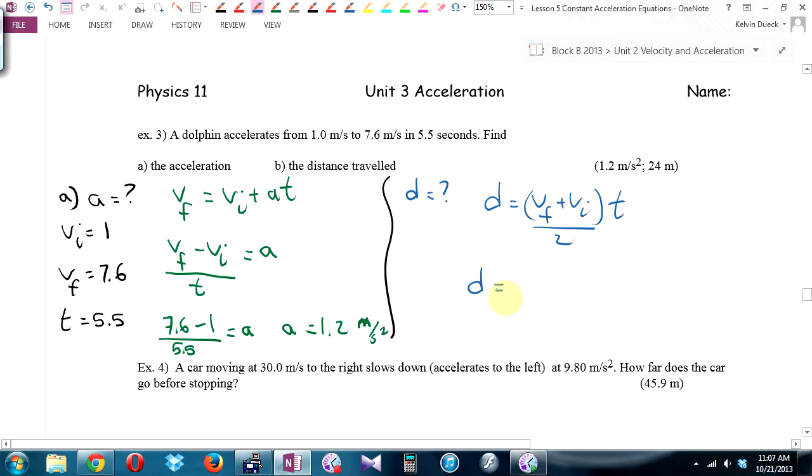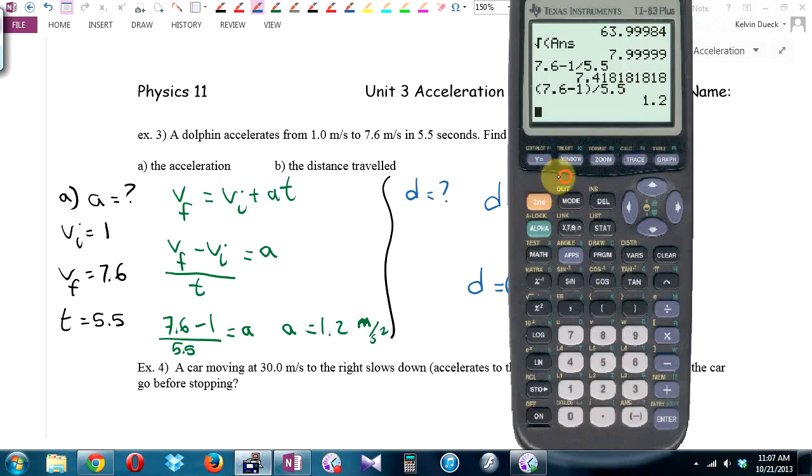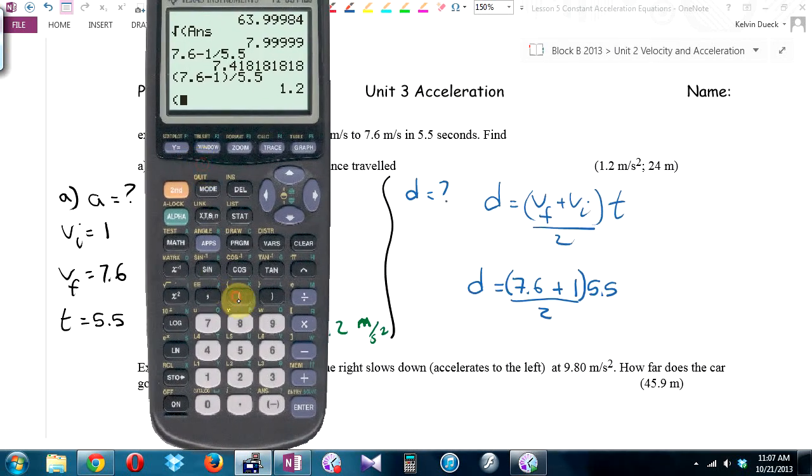What's VF? 7.6. VI 1 divided by 2 times, how will I type that into my calculator? Bracket 7.6 plus 1, close bracket, times 5.5 divided by 2.